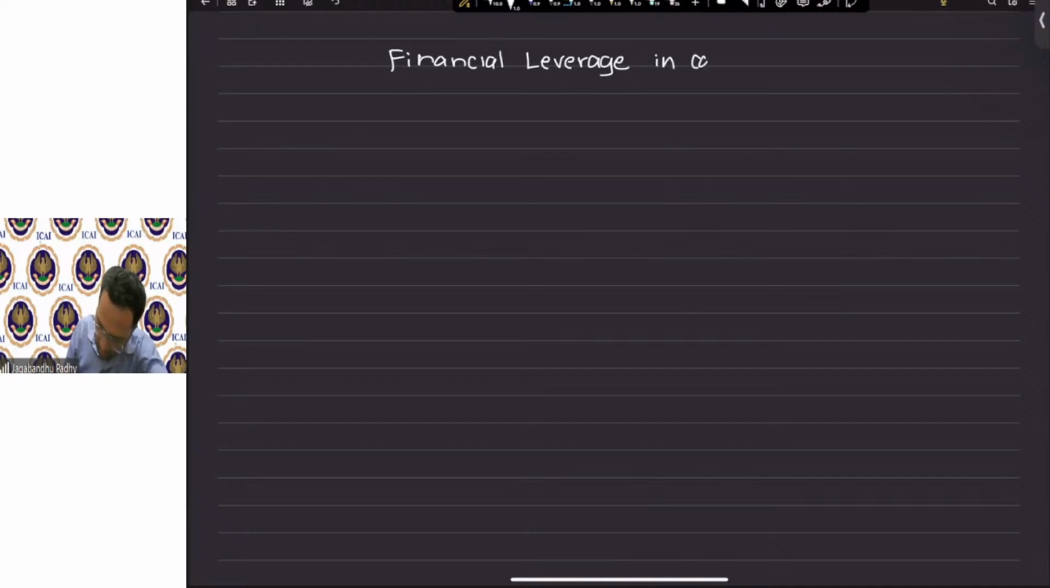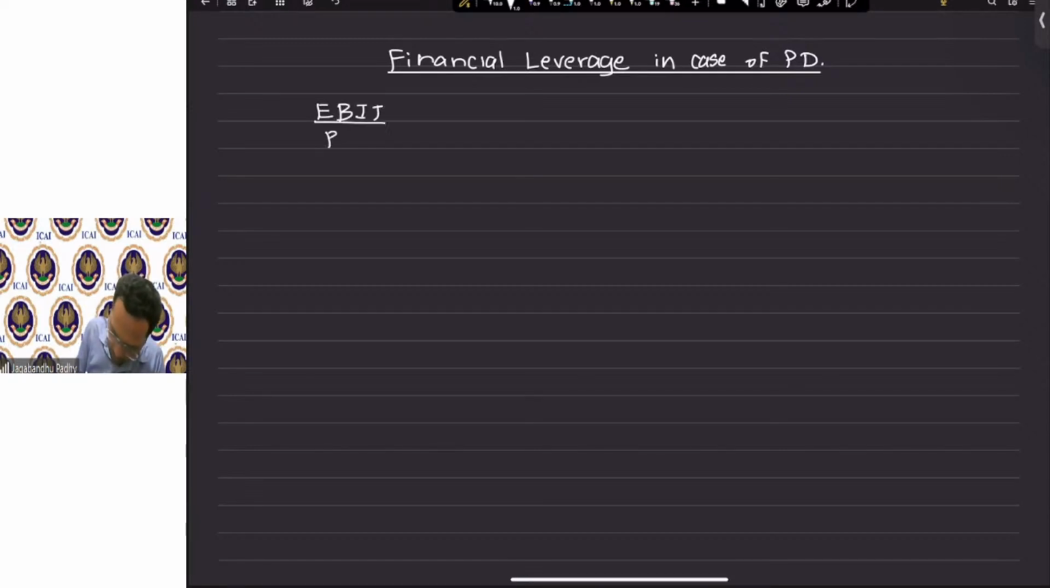Financial leverage in case of preference dividend. Okay, so let's have a look at it. Remember, if the company pays preference dividend, using the formula of EBIT upon profit before tax is incorrect. If I use this EBIT upon PBT formula for financial leverage, this is totally incorrect.